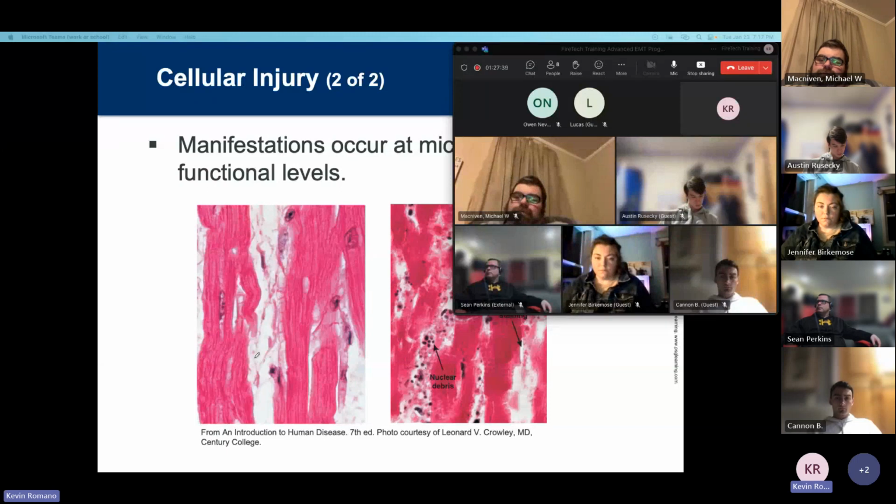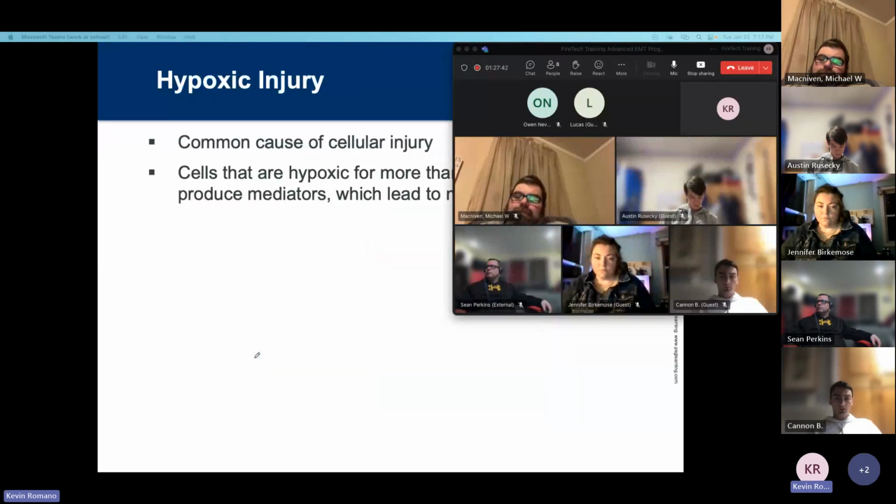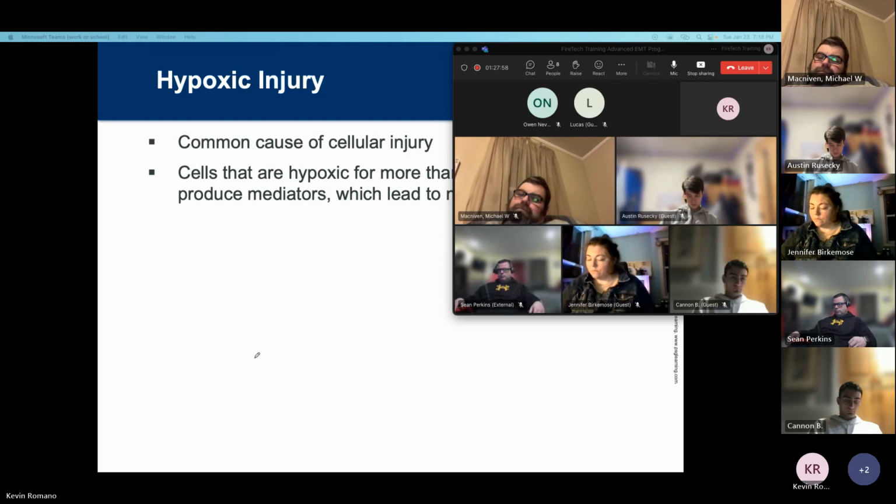So let's talk about hypoxic injury first. Hypoxic injury is common and often deadly. It can cause cellular injury, which may result from decreased amounts of oxygen in the air. Okay. So what can pull oxygen away? Like where can we find oxygen deficient areas?